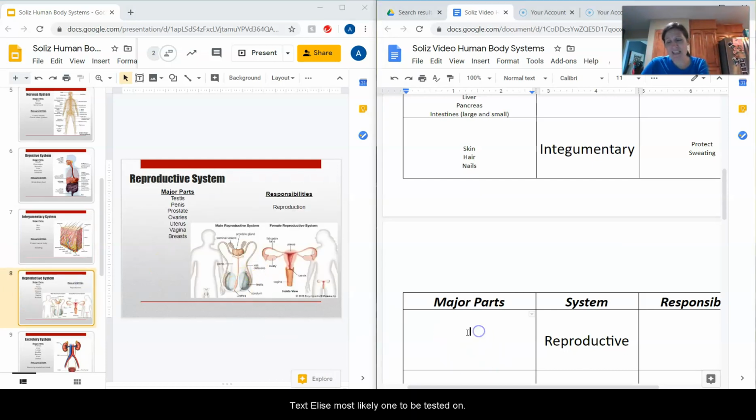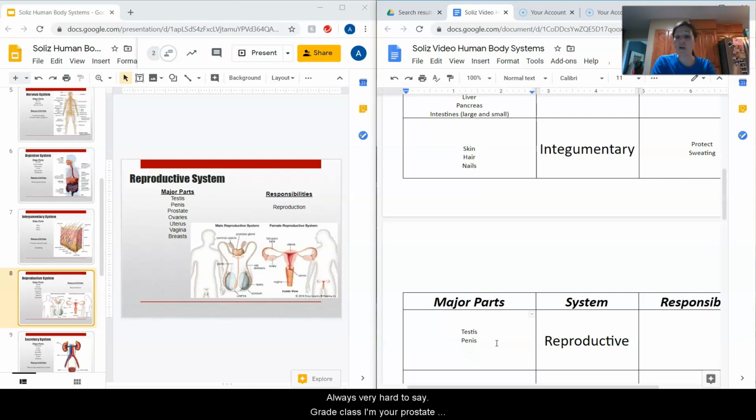It's the less likely one to be tested on, like the STAR test, because they don't want y'all giggling during the test, okay? But your major parts are going to be your testes, which obviously would be part of your testicles, your penis.